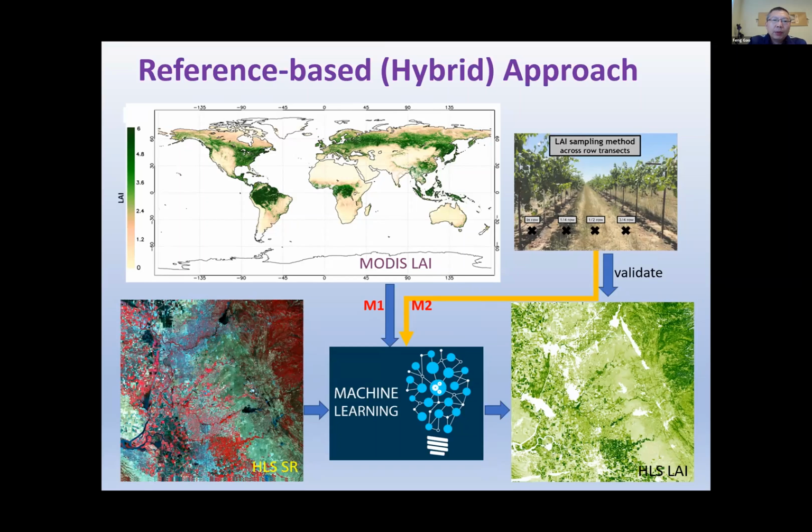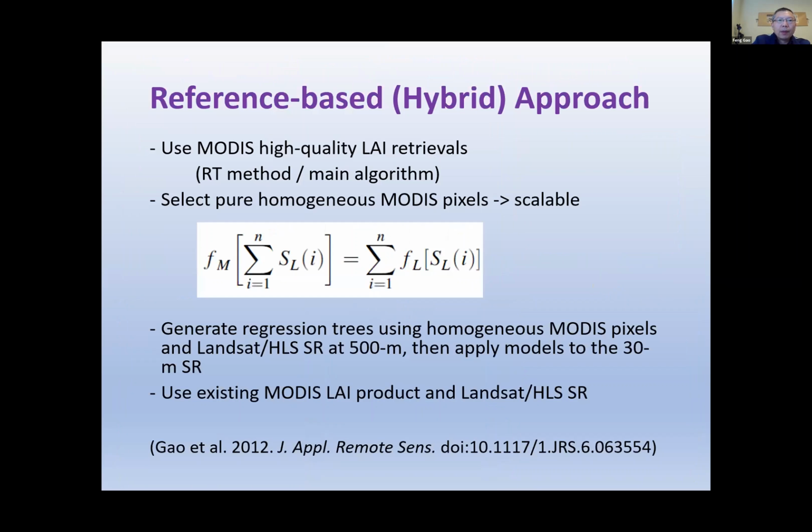So those are two different approaches. One approach uses, like in the example here, MODIS LAI directly, and another approach combines the field measurements and the MODIS LAI. I'm going to talk about both approaches later. The reference-based approach needs to rely on the MODIS high-quality leaf area index retrieval, which comes from high-quality data from a radiative transfer model. That's a physical model, or called the main algorithm, in the MODIS LAI product.